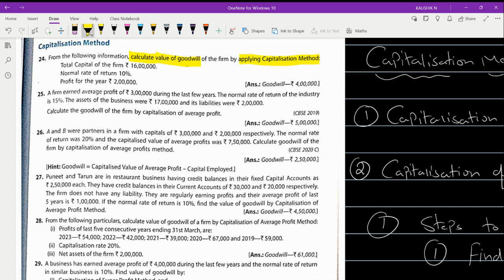The question says total capital of the firm. In the first line itself they said it's the total capital of the firm. So what is its value? Total capital of the firm is rupees 16 lakhs. How will you treat this value? Is it your net assets or capital employed, or is it your capitalized value of the business, or is it your normal profit? It is net assets. Very good. So this is nothing but your net assets.